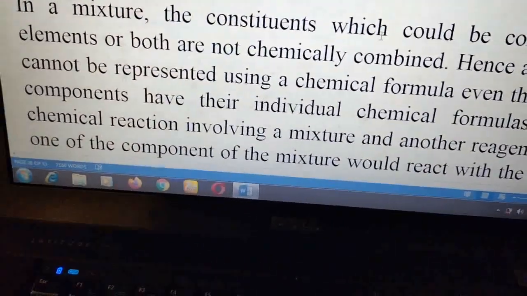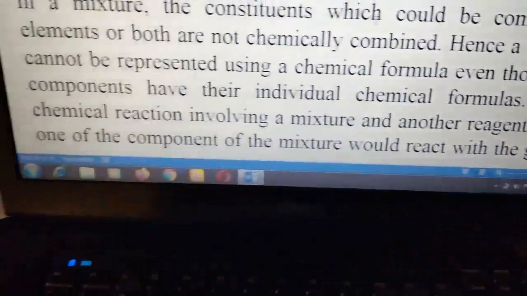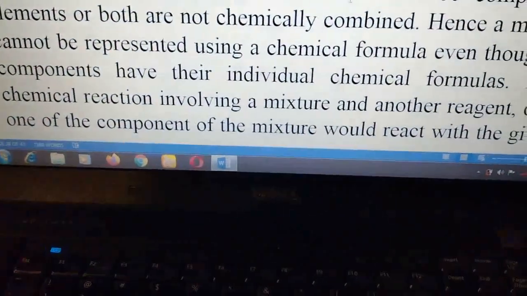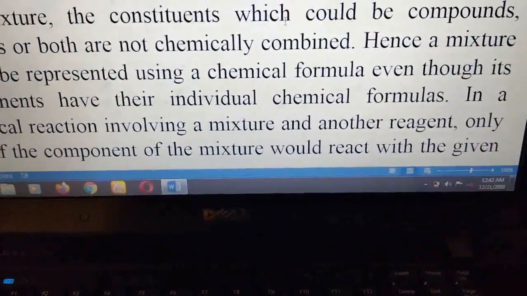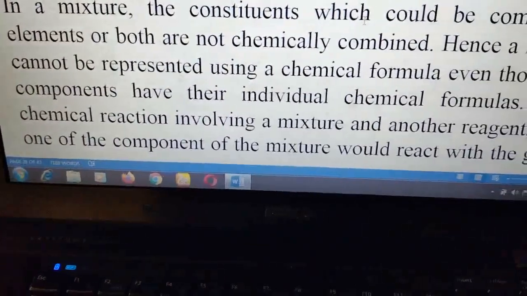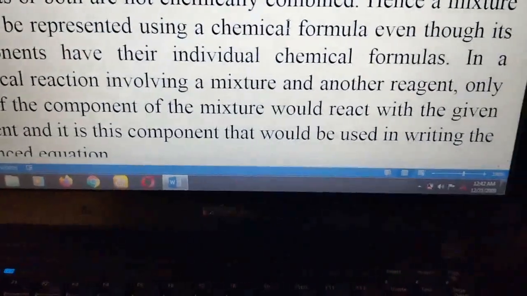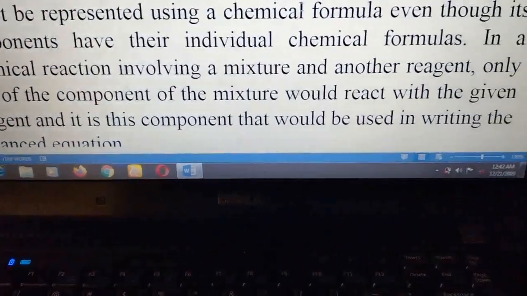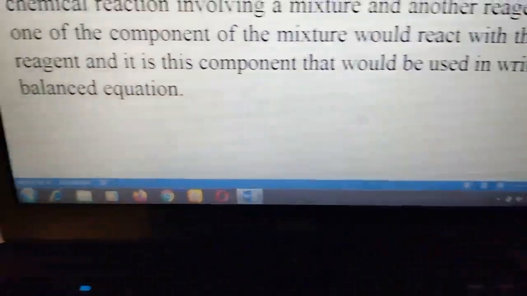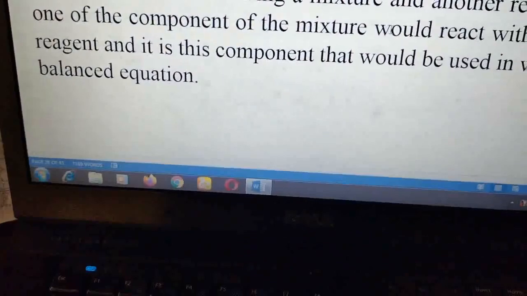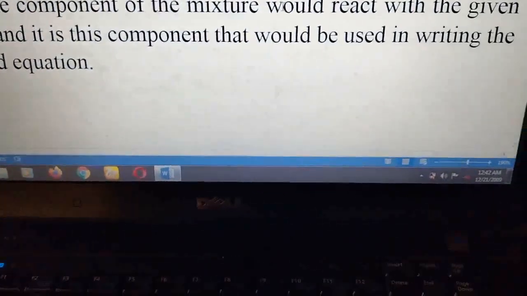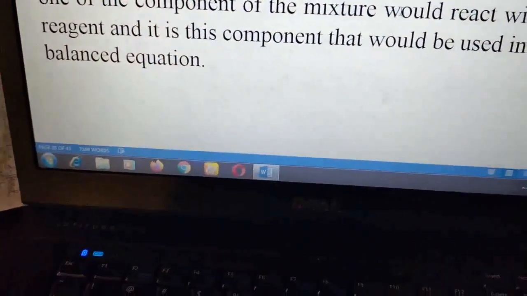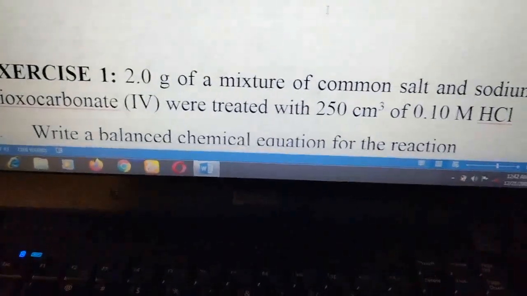You see the reason for that? Even though its components have their individual chemical formulas. In a chemical reaction involving a mixture and another reagent, only one of the components of the mixture would react with a given reagent, and it is this component that will be used in writing the balanced equation. So let's take an example to understand this.